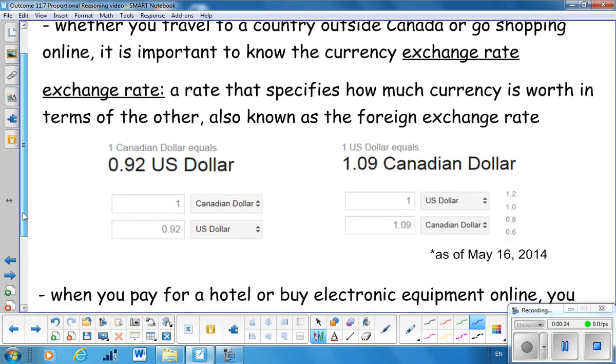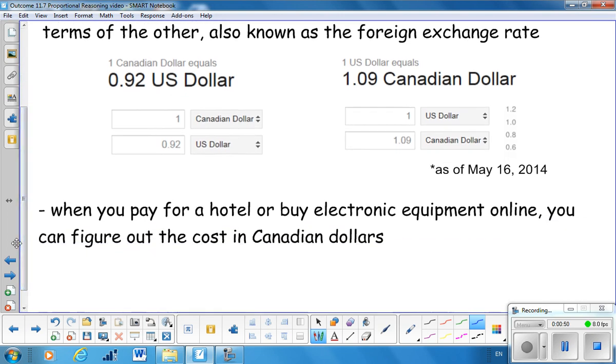So here's an example of what the exchange rate was on May 16th, 2014. At that time, 1 Canadian dollar was only equal to 92 cents for a US dollar. Another way of looking at that is to say that 1 US dollar was equal to 1.09 Canadian dollars. When you pay for a hotel or buy electronic equipment online, you can figure out the cost in Canadian dollars.